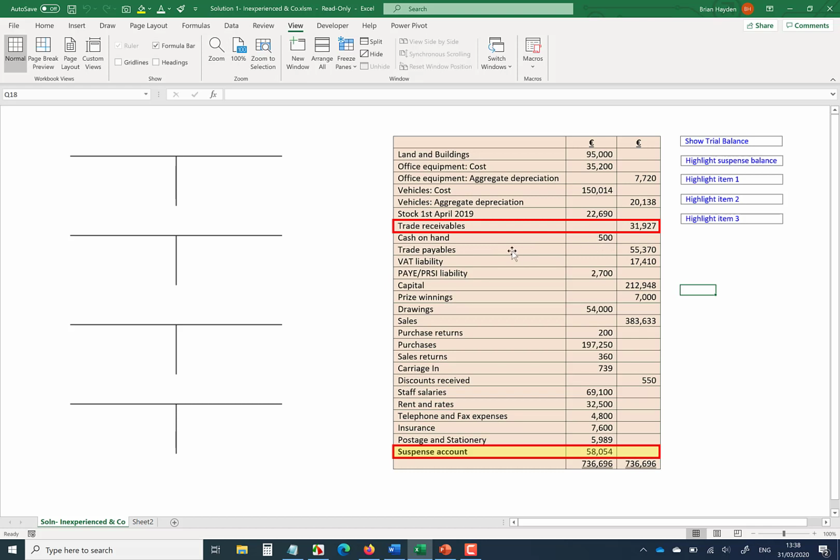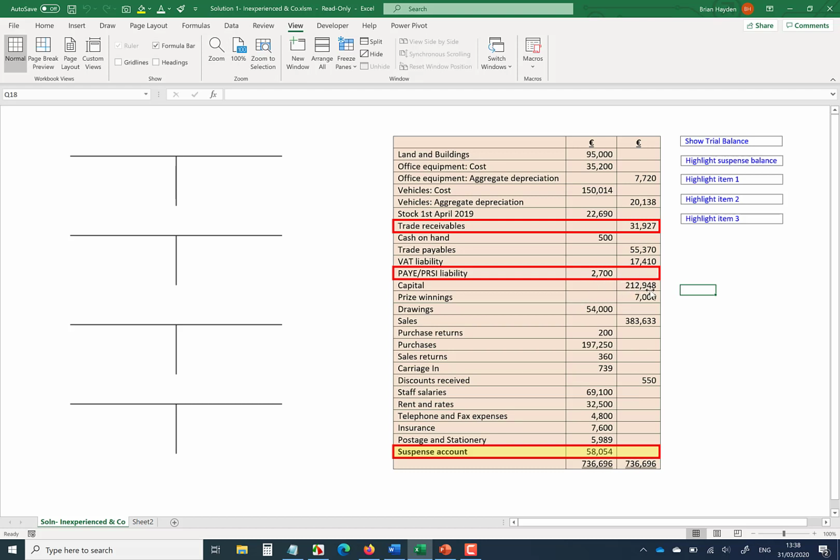Trade payables, these are creditors or suppliers. We owe them money, they are liabilities, so that's correctly on the credit column. VAT liability, okay, there's a big hint there with that word liability, so it's correctly in the credit column. And then the next one, PAYE, PRSI, liability, that should of course be on the other column. So liabilities should go in the credit column. So that's again in the wrong column.